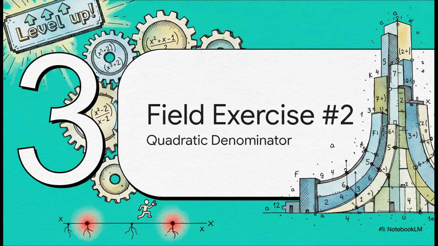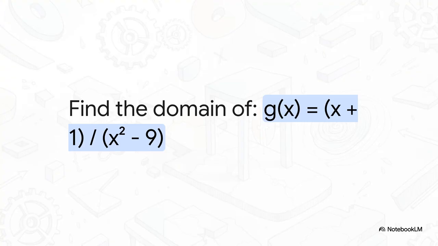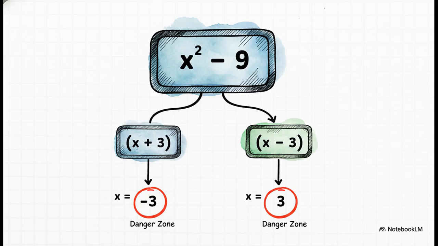Okay, let's level up a bit. What happens when the denominator is a quadratic? This is where those factoring skills you've been practicing become absolutely essential. Here's our new function. Now again, that numerator, the x plus 1, what do we do with it? We don't care about it. Our focus is locked squarely on that x squared minus 9 in the denominator. Okay, check out how we break this down.